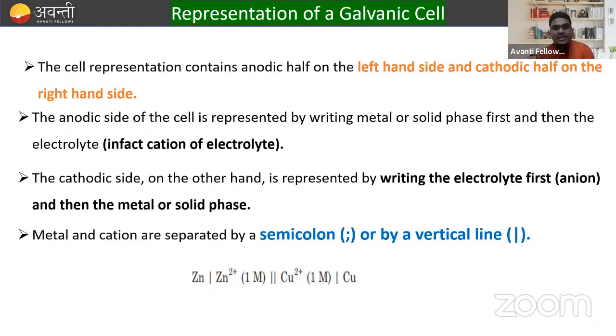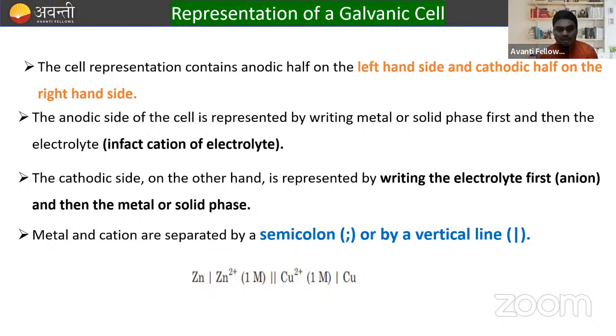So the anodic side of the cell is represented by writing the metal or solid phase first, and then the electrolyte, right? Remember this thing, that is in fact the cation of the electrolyte. So first you need to represent the cation. Now in the second step, the cathodic side, on the other hand, is represented by writing the electrolyte first, the anion, and then the metal or solid substance.